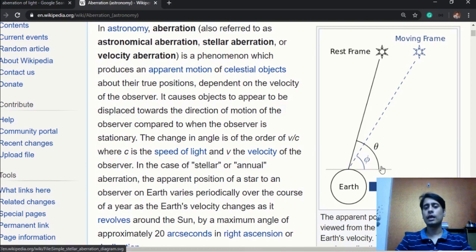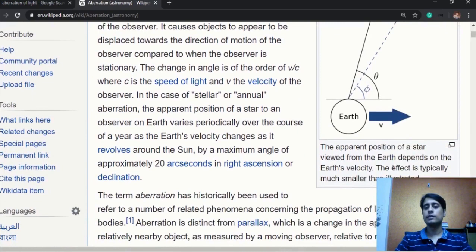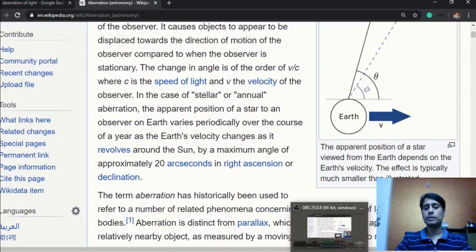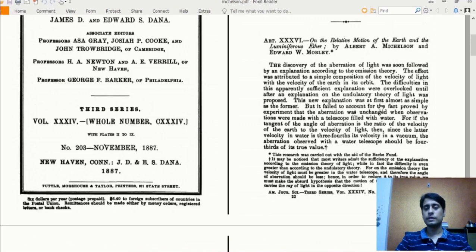The angle at which you are viewing the star is actually shifted by some angle, and this is called the aberration of light. The apparent position of a star viewed from the Earth depends on the Earth's velocity. The effect is typically much smaller than illustrated. There is a very big angle you can see in the diagram, but in reality it can only be measured by precise experiments. So I hope you understand the meaning of aberration, and you must differentiate it from chromatic aberration. So the shift in the position of the stars was explained according to the emission theory.